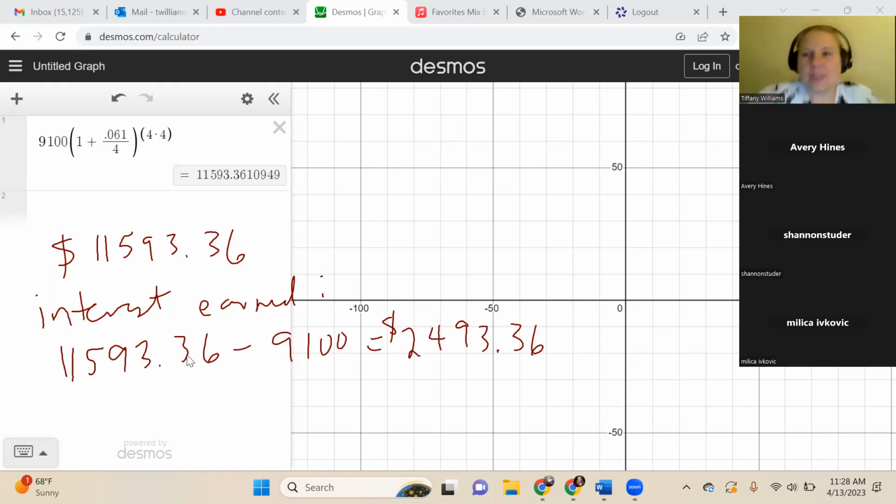That's really nice. Guys, let me ask you this. What do you think makes the biggest difference on how much you earn? Is it the length of time? Is it the interest rate? Is it the number of compoundings? What's going to make you earn more money?